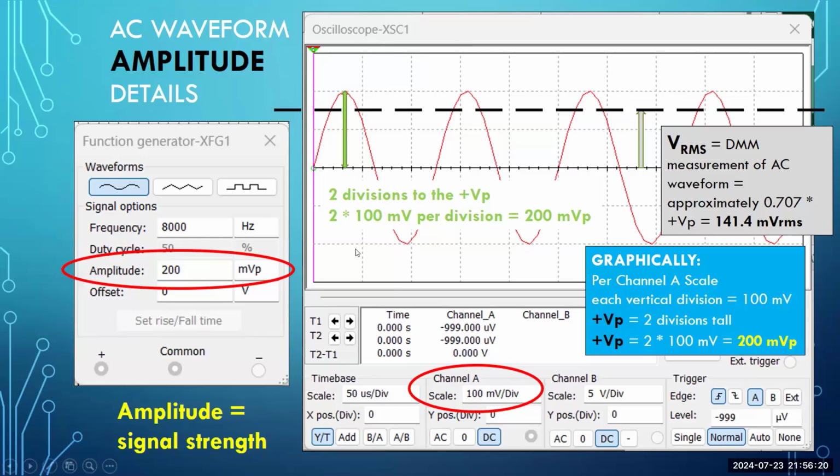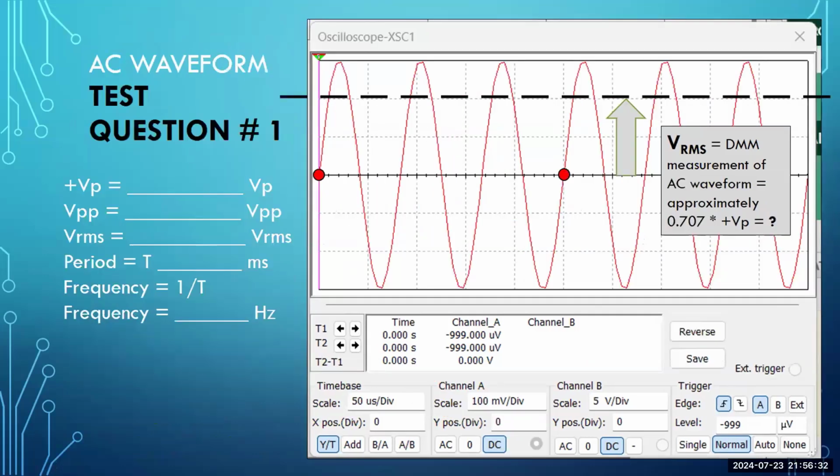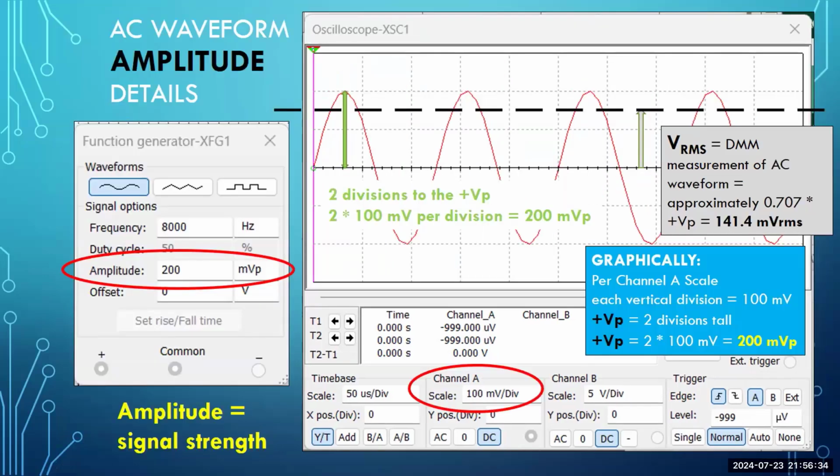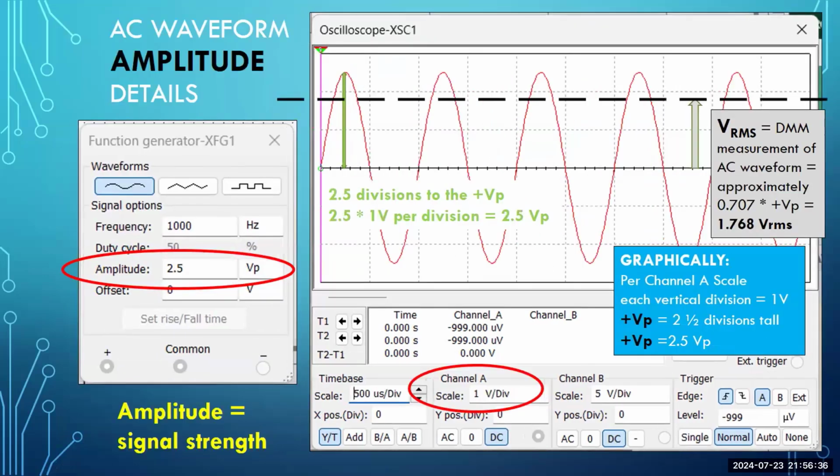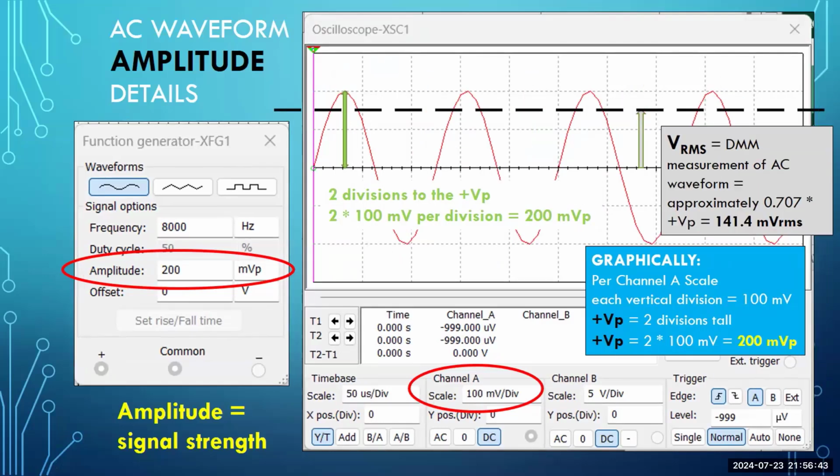All right. This is amplitude. This is how strong the signal is. And this is one sample waveform that shows you how you read the amplitude. Now, redundancy. Did I show anything else? Let's see, one amplitude. Okay, so we had amplitude details. Yeah, we had a 2.5 volt peak. And then we went to 200 millivolt peak.